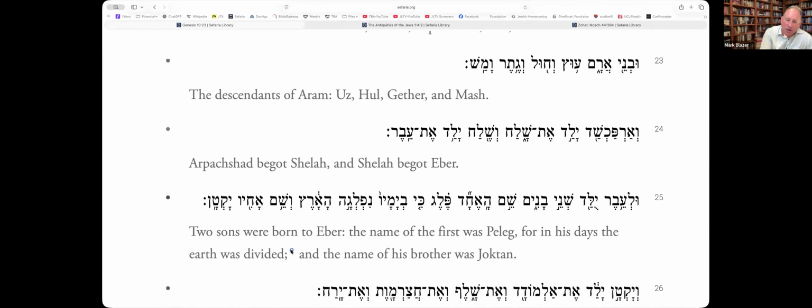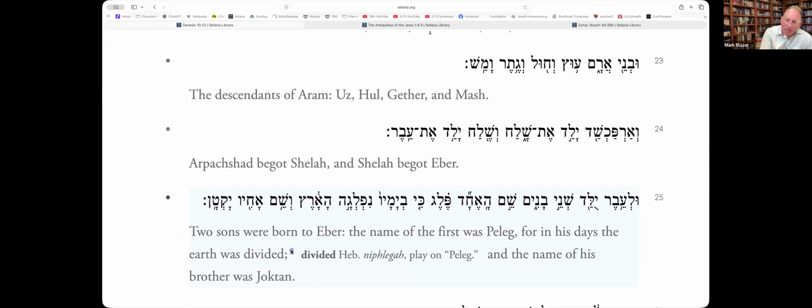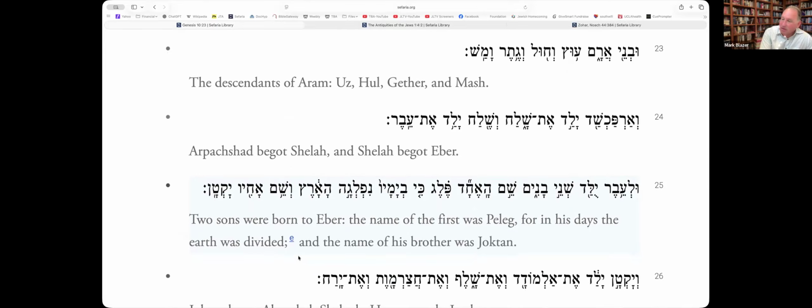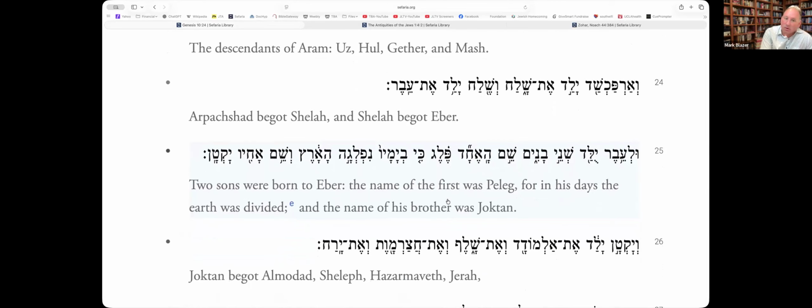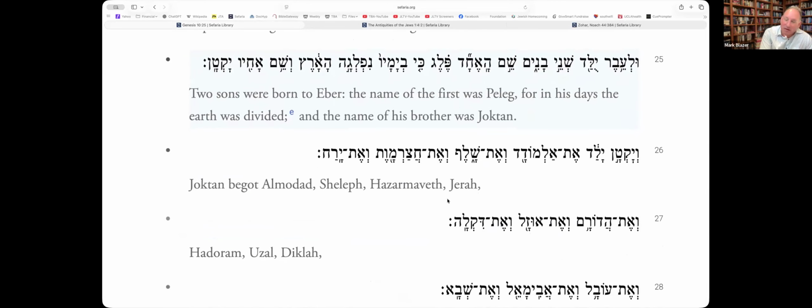So let's just look at the note here. They're saying it's a play on the word. Peleg is from Niflega, which is when the division happens. This is when the next story will happen, but it's a play on the name Peleg. So we're going to get to the divisions in a second.